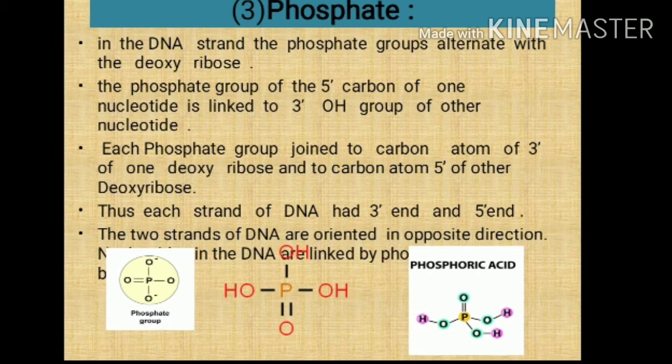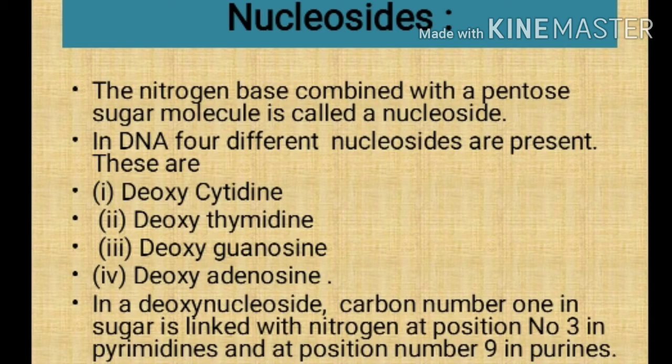So each strand of DNA has a 3' end and a 5' end. The two strands of DNA are oriented in opposite directions. Nucleotides in DNA are linked by phosphodiester bonds, which link the deoxyribonucleosides in the DNA. The nitrogen base combined with a pentose sugar molecule is called a nucleoside.